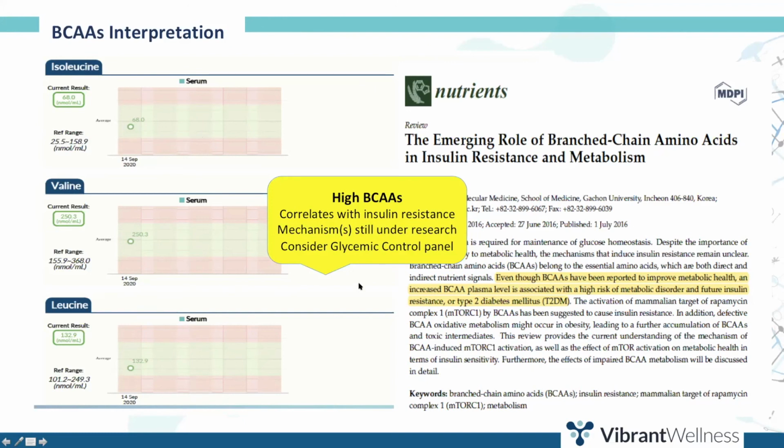In those instances, you really want to consider getting a glycemic control workup. High branched chain amino acids correlate with insulin resistance. The mechanisms are still under research. But I definitely recommend getting a hemoglobin A1C, a glycated serum protein, a fasting insulin, and really just understanding, is this associated with insulin resistance?